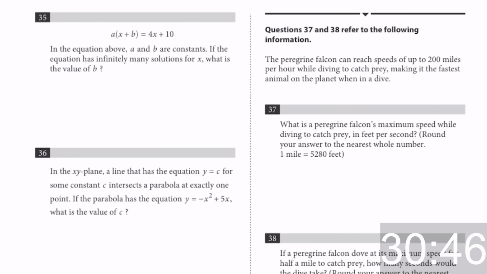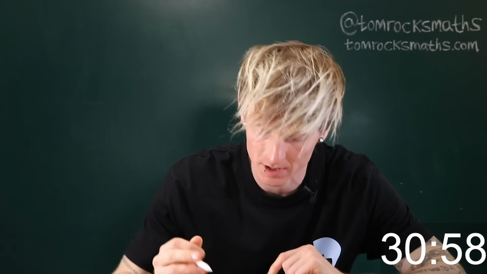All right then, last page. Question 35. In the equation above, a and b are constants. The equation has infinitely many solutions. What is the value of b? Okay, interesting.